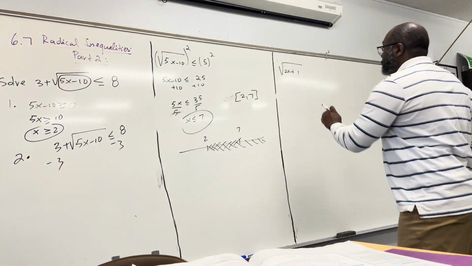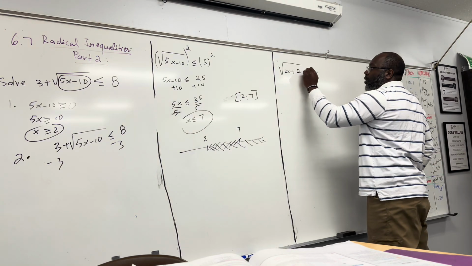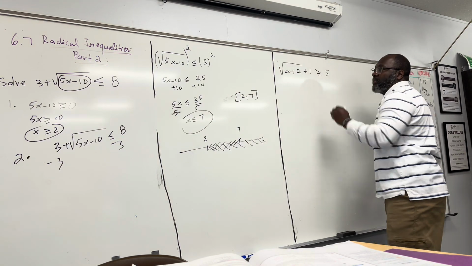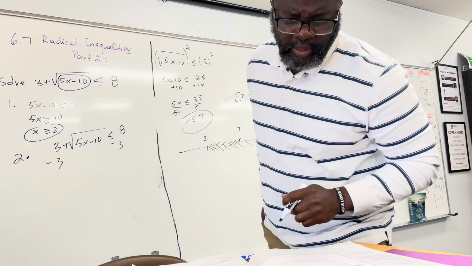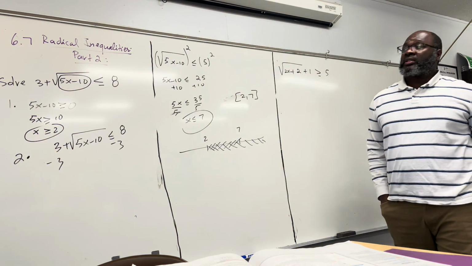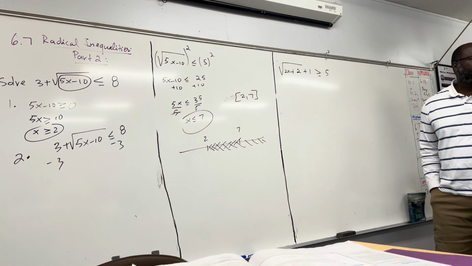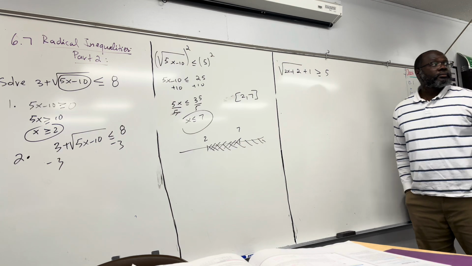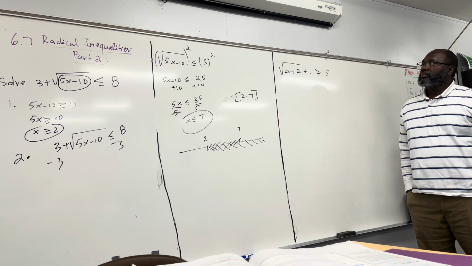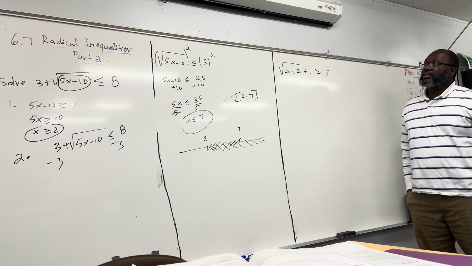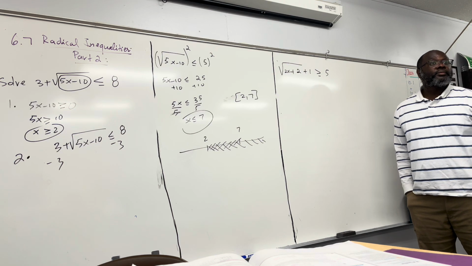2x plus 2 plus 1. 2x plus 2 plus 1 is greater than or equal to 5, right? Let me make sure. So what do we have to make sure first? Condition 1. What has to happen? Wait, sorry, the 1 is not under the root? Clearly not. Take it out there.